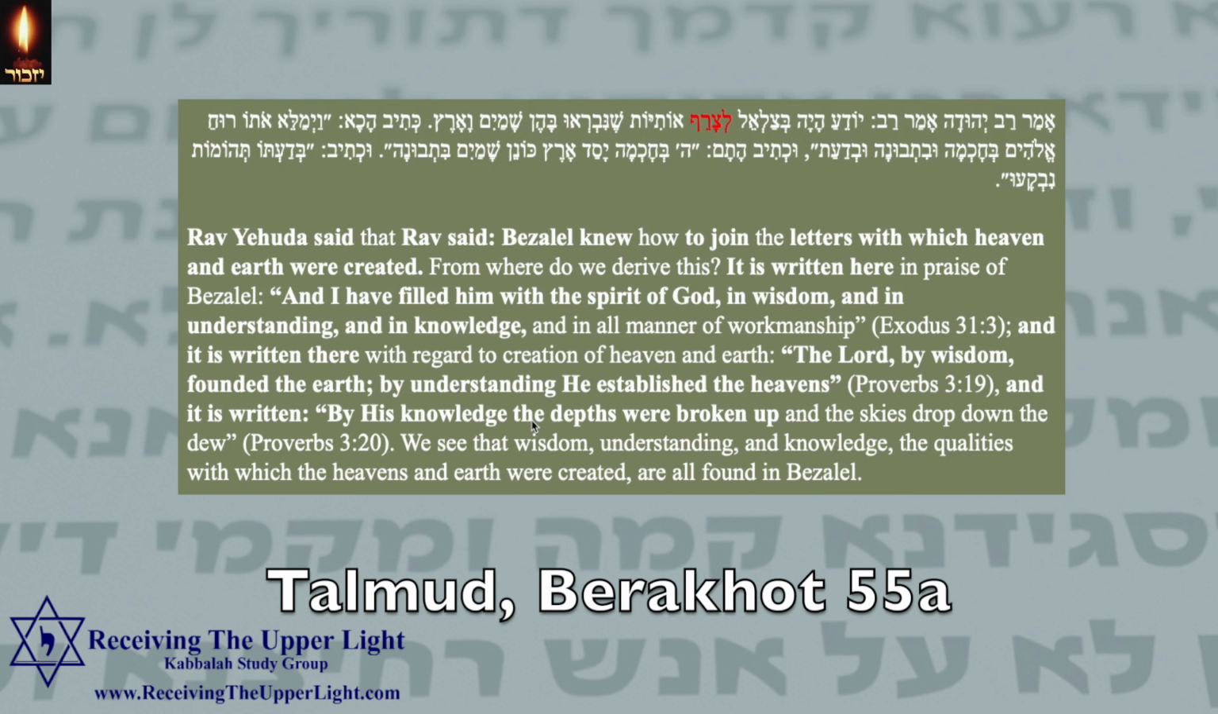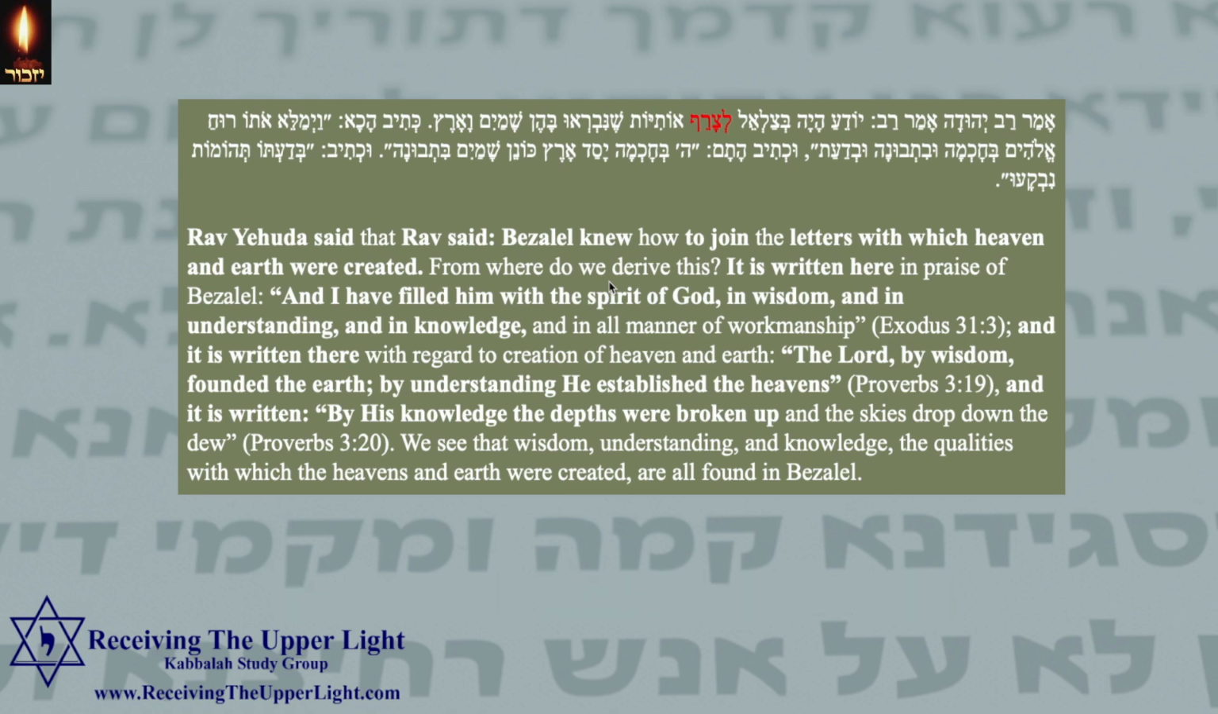So you can see it. And it says in the Talmud, Rav Yehuda said that Rav said Bezalel knew how to join the letters with which heaven and earth were created. And Bezalel knew Tzeruf, right? From where do we derive this? It is written here in praise of Bezalel, and I have filled him with the Spirit of God, in wisdom, which is Chokmah, in understanding, which is Bina, in knowledge, which is Da'at, and in all manner of workmanship.